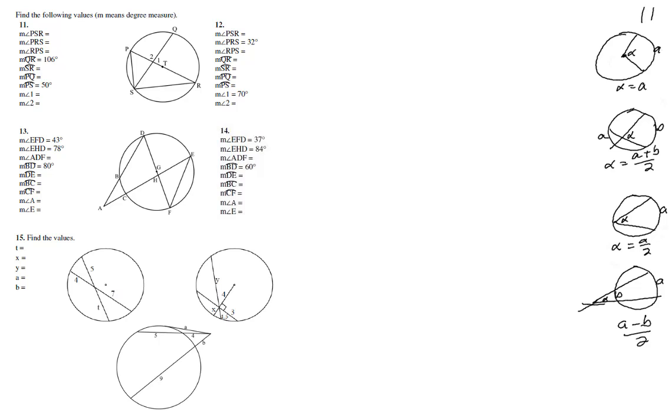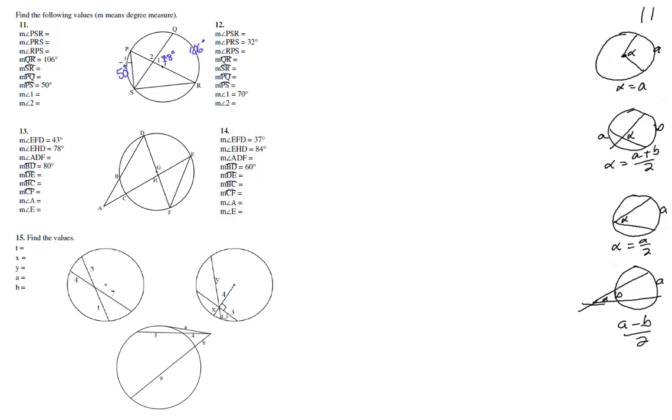Let's get going. Number 11. So we know that arc QR is 106. All right, good. And arc PS is 50 degrees. So notice these M's off here, that's degree measure. So we're all in degrees here. So let's see what we can get from this. First of all, using this rule right here, we have that 106 plus 50, that's 156. And angle 1 then is averaging those, which would be 78 degrees.